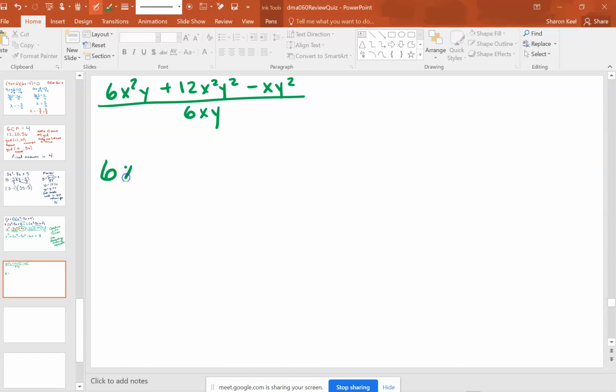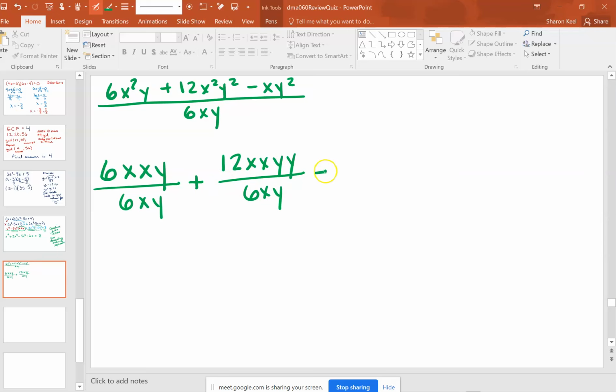So I have a 6, I have 2 x's, and I have a y. In the bottom, I'm going to put the divisor 6xy. I then have a 12 with 2 x's and 2 y's over a 6xy. Then I have a minus x and a y squared over 6xy. So I hope everybody sees the first thing is real simple. We're just writing out everything but putting 6xy separately under each one.